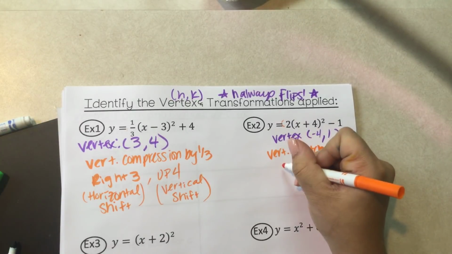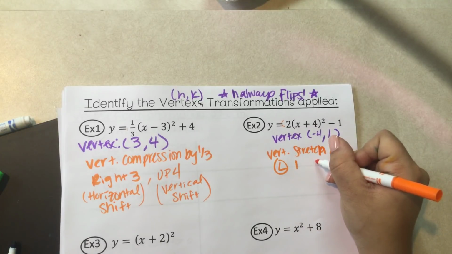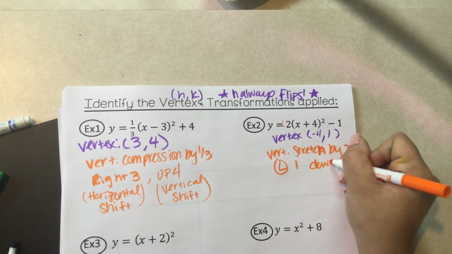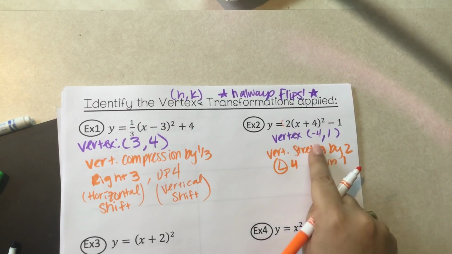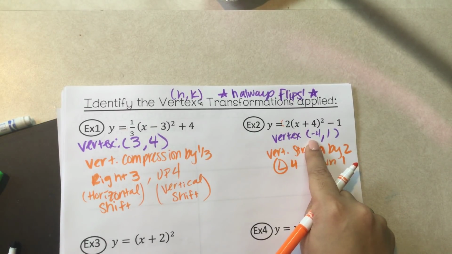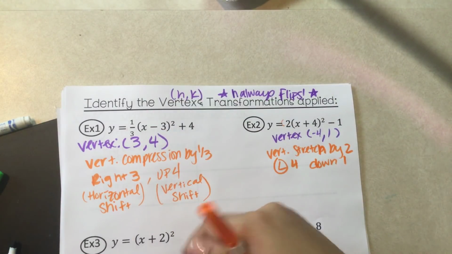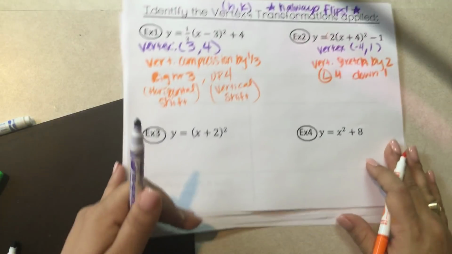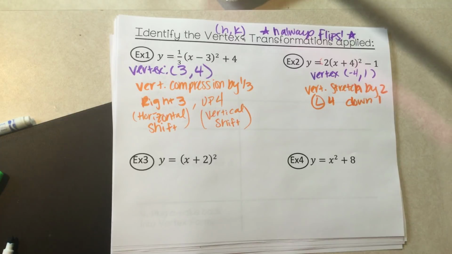Next up, I can tell that I moved left 4 and down 1. You've got your x value of -4 for your vertex, which means you're going to the left 4, and then you're going down 1. I want you to go ahead and do these, and then you can check back and see if you get it correct.